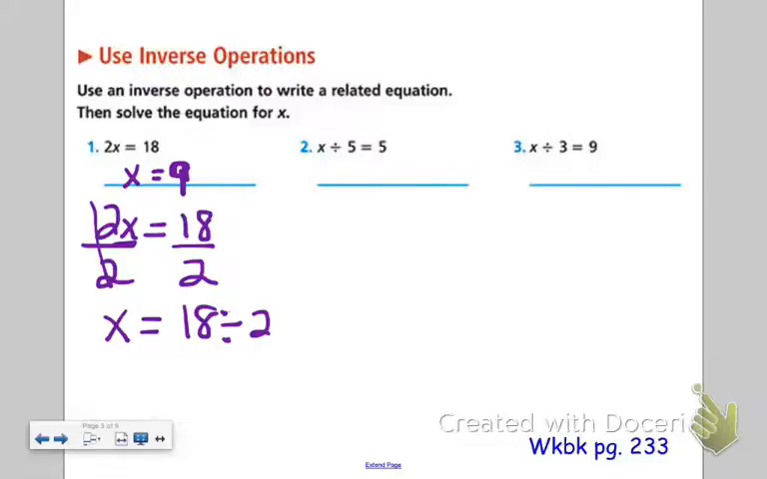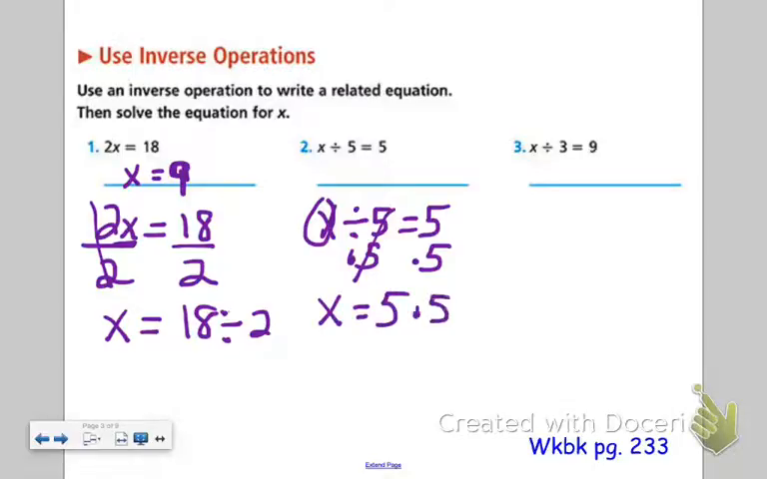Number 2, x divided by 5 equals 5. Well, now we have a division equation. If I want to get x all by itself, I'm going to have to get rid of that division of 5. And the opposite would be to multiply by 5. Now my related equation is x equals 5 times 5. And that's going to give me 25. And of course you can substitute these back in to make sure they work. Does 2 times 9 equal 18? Yeah, you would get 18 on the left side and 18 on the right. Does 25 divided by 5 give you 5? Yes, because 25 divided by 5 gives you 5 on the left, and of course you already have 5 on the right. Let's take a look at the next one.